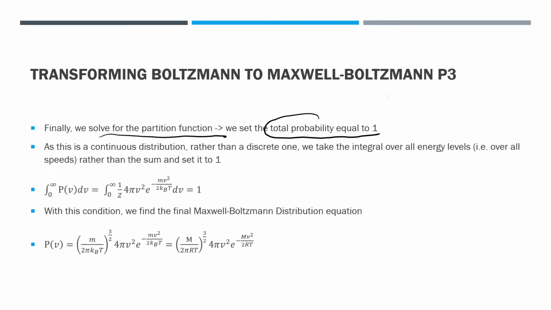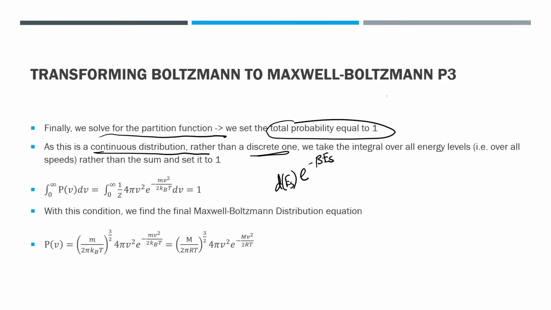We want the total probability to equal 1. That's essentially the goal here. We just want to normalize this so that the total probability equals 1. This is a continuous distribution rather than a discrete one. Remember how with the discrete one we took a sum of all of the e to the negative beta E's, with degeneracies? We took a sum over all of these and put that in the denominator as z, because that would ensure that when you summed the entire probability density function together, you would get 1.